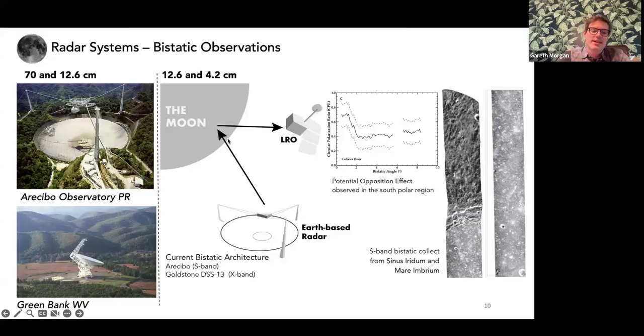And with this bistatic configuration with Mini-RF, it allows us to do some interesting stuff. Like we can change the bistatic angle here, because we're basically collecting the received radar signal in orbit while LRO passes down. So depending on different targets, we can change this angle. And that allows us to look at things like opposition effects, which has the potential to look at volatiles, for example.